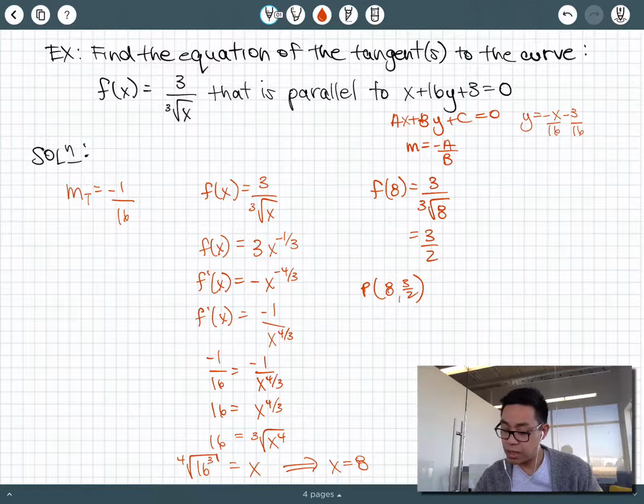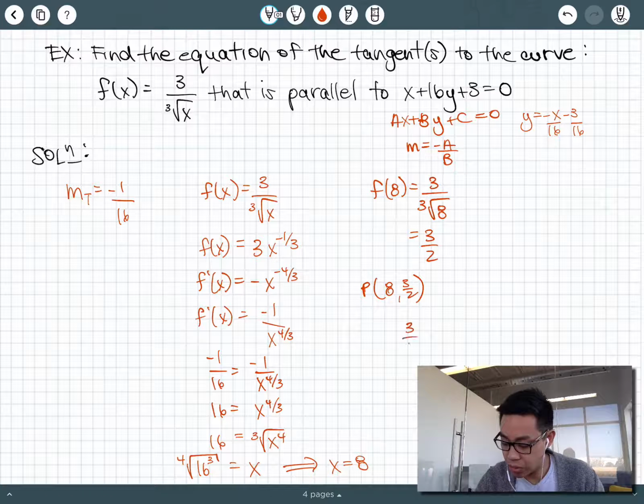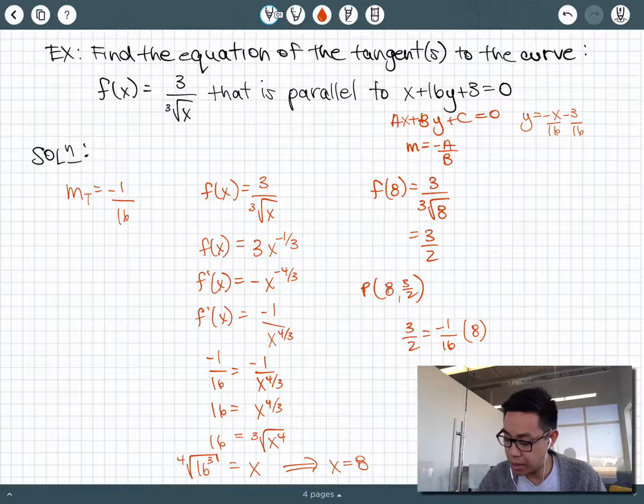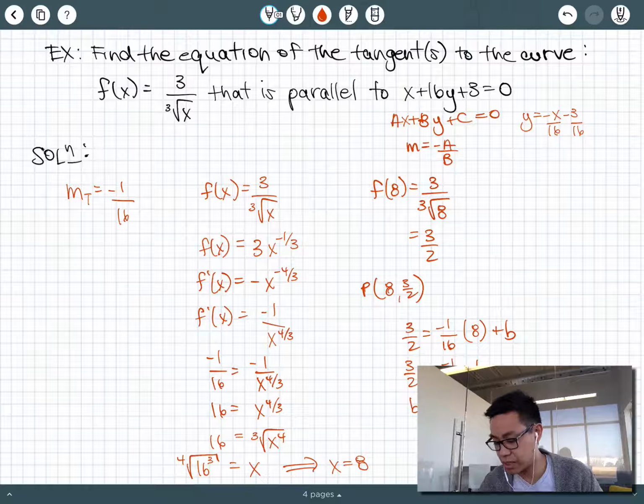Okay. In order to finish finding the equation of the line, I have to sub that into y is equal to mx plus b and solve for b. So I get 3 over 2 is equal to negative 1 over 16 times x, which is 8, plus b. 3 over 2 is equal to negative 1 over 16 times 8, which is negative 1/2, plus b. I move that to the other side by adding, and I would get 2. So therefore, the equation of my line is y equals negative 1 over 16x plus 2.